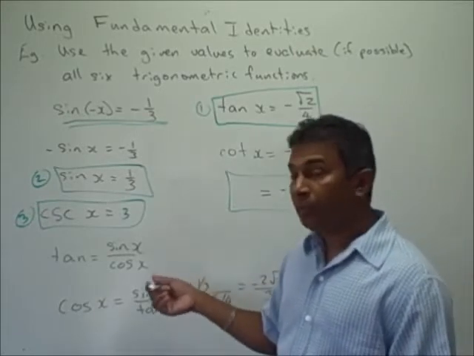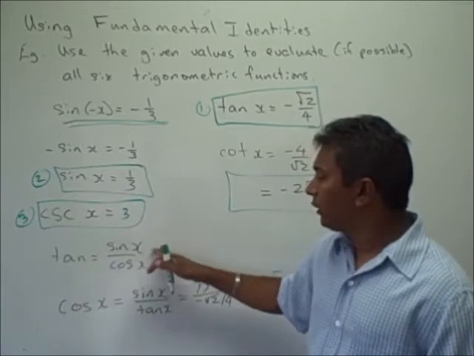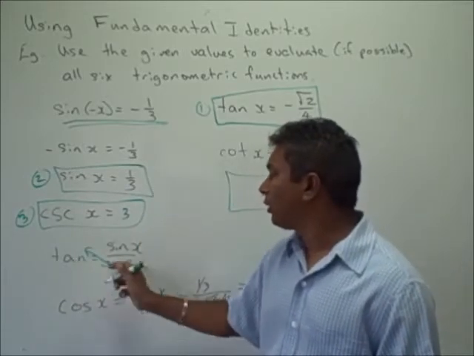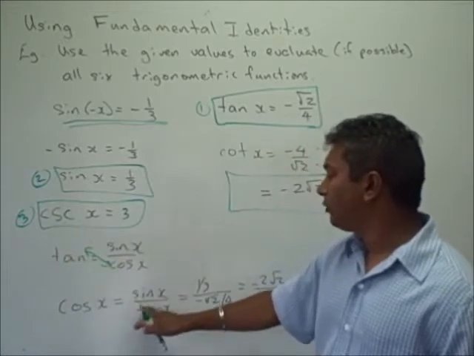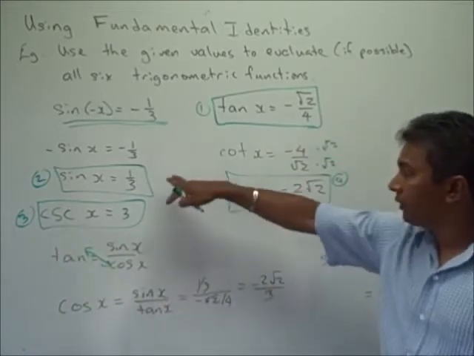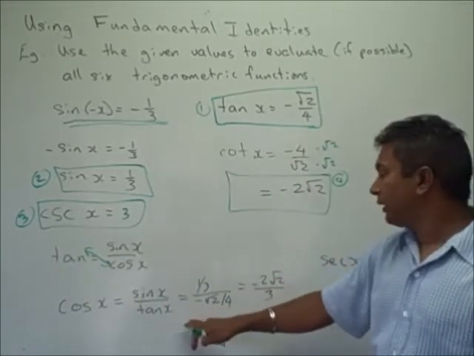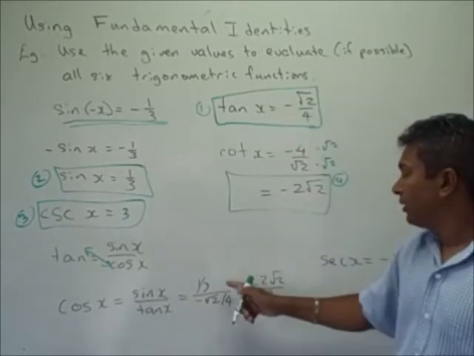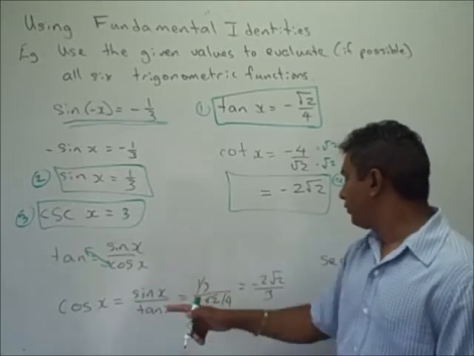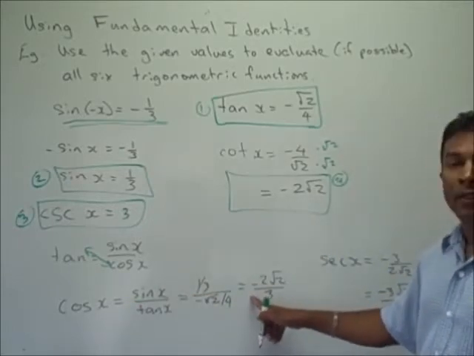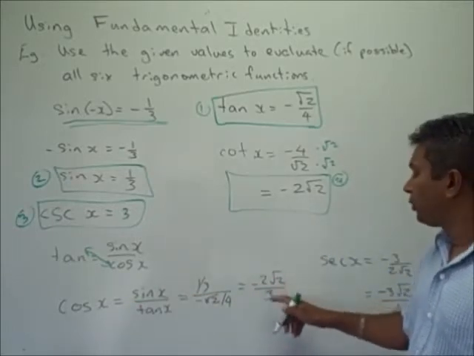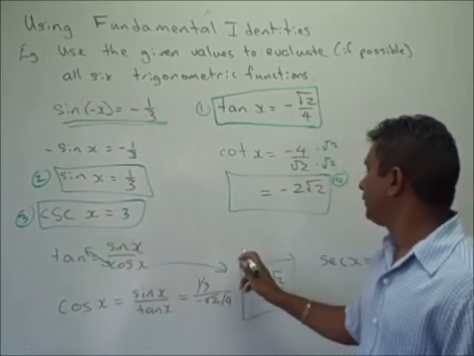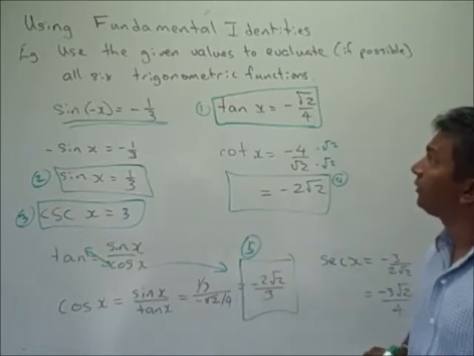We know from our quotient identity that tan is equal to sine over cosine. By multiplying across like this, we get cosine is equal to sine over tan. We already know sine is 1/3. We already know that tan is negative square root of 2 over 4, which was given. Simplifying this, we get cosine of x is equal to negative 2 times the square root of 2 all over 3, which is our cosine. So this is our fifth trigonometric function.